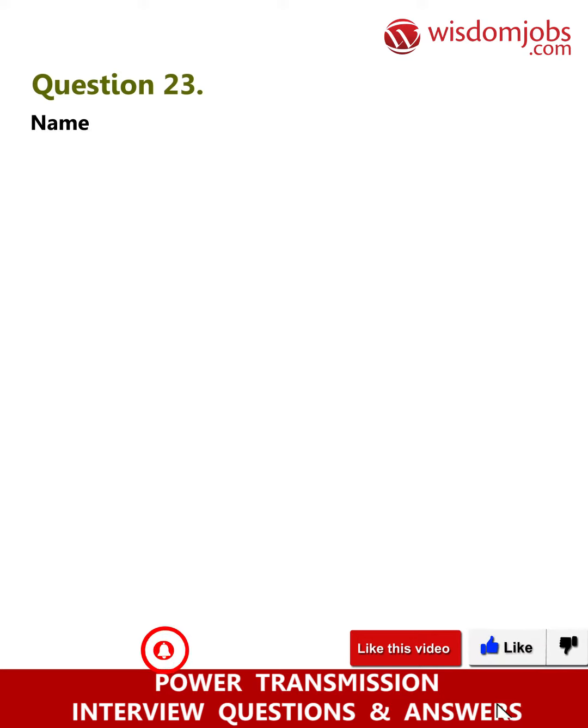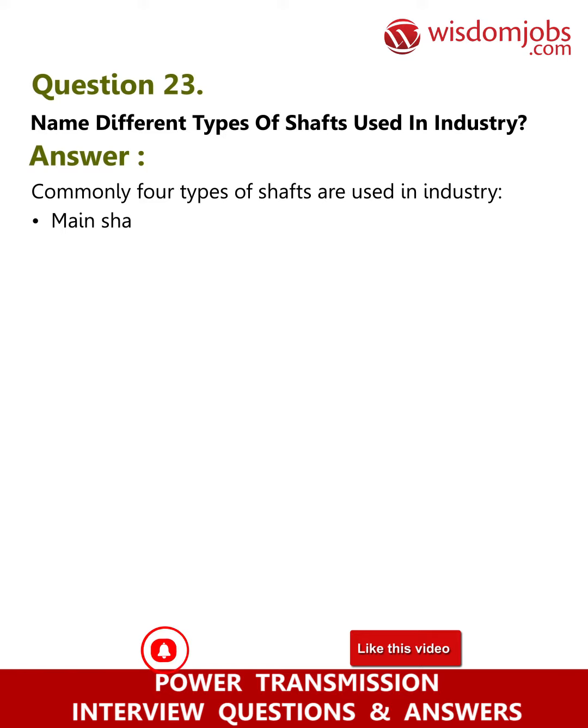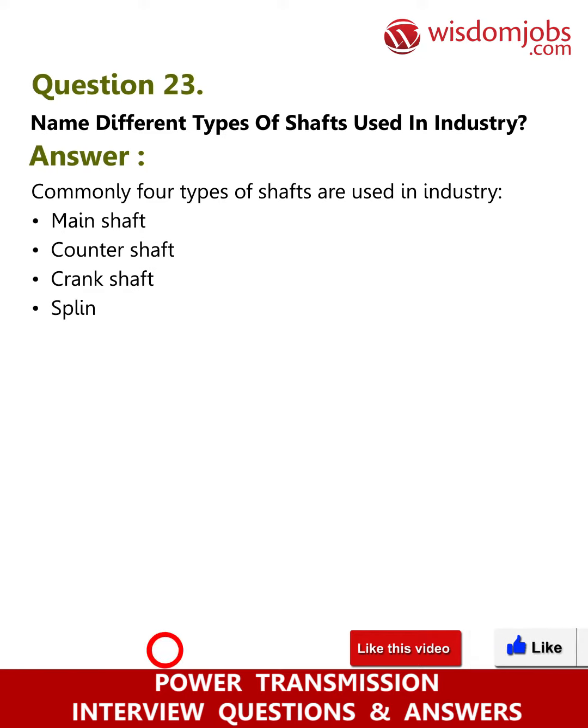Question 23. Name different types of shafts used in industry. Answer. Commonly 4 types of shafts are used in industry: main shaft, counter shaft, crank shaft, spline shaft.